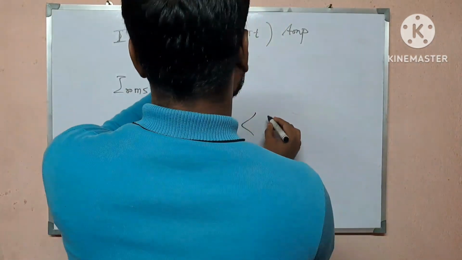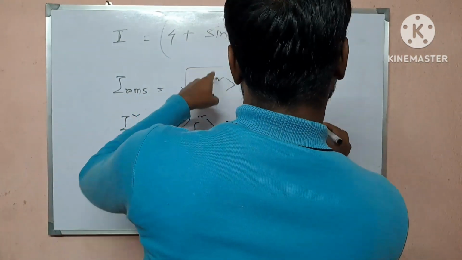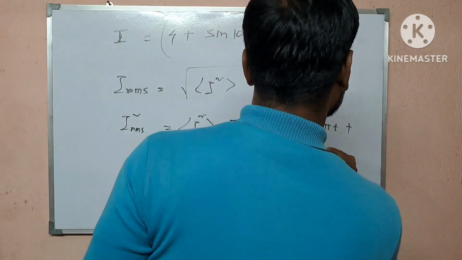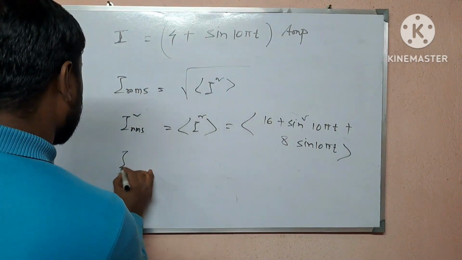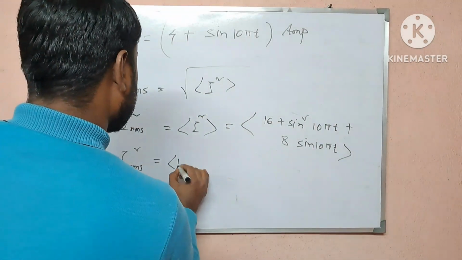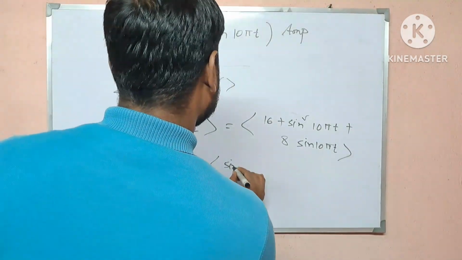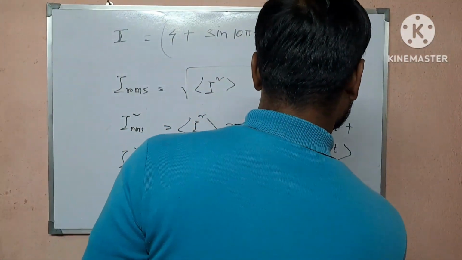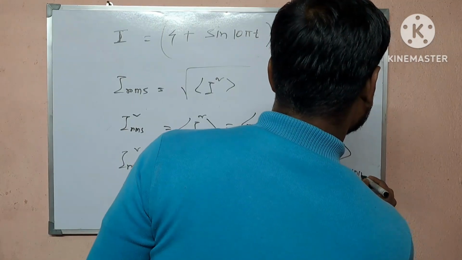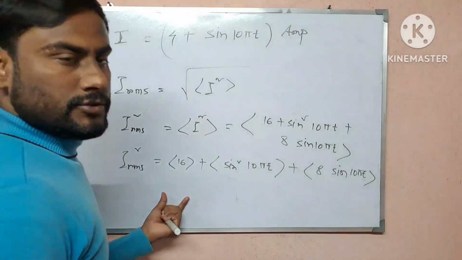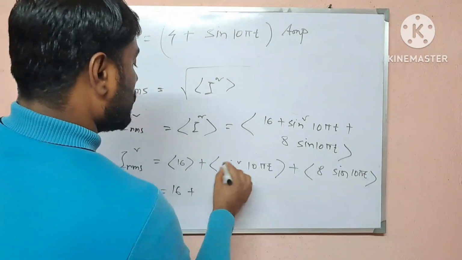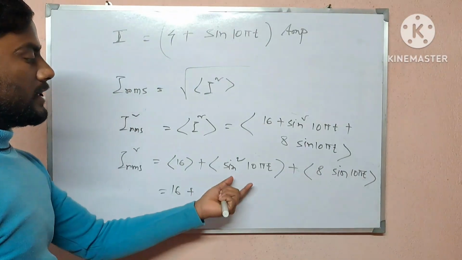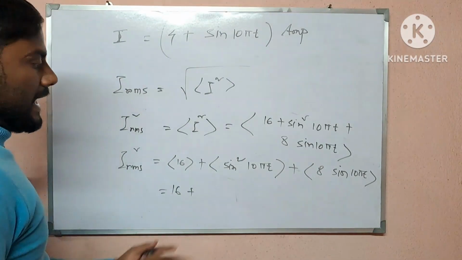Now I square means 16 plus sine square 10 pi t plus 8 sine 10 pi t. This is the easiest rule. So now IRMS square becomes the average of 16 plus sine square 10 pi t plus 8 sine 10 pi t. 16 is a constant, so its average value is also 16. Sine square is basically the sine square function, so when you take the average of sine square, that will become half.